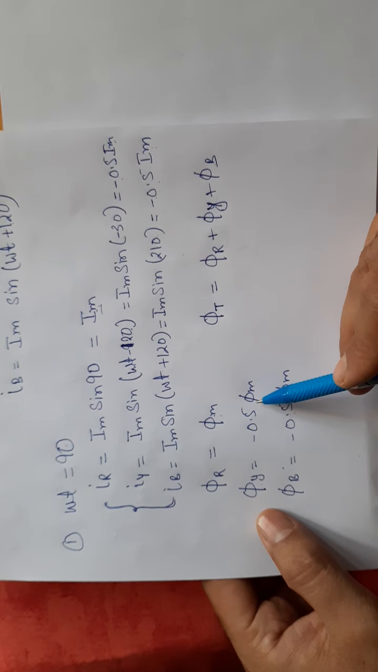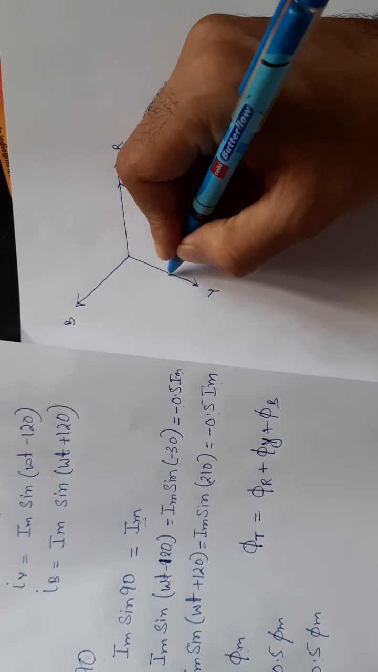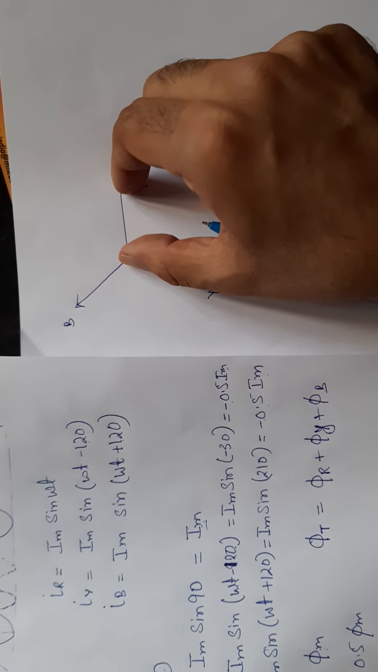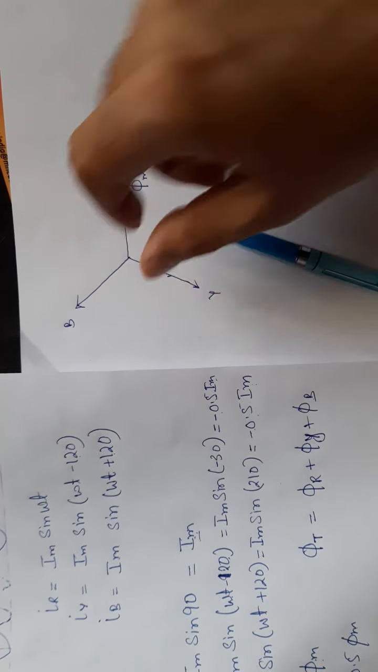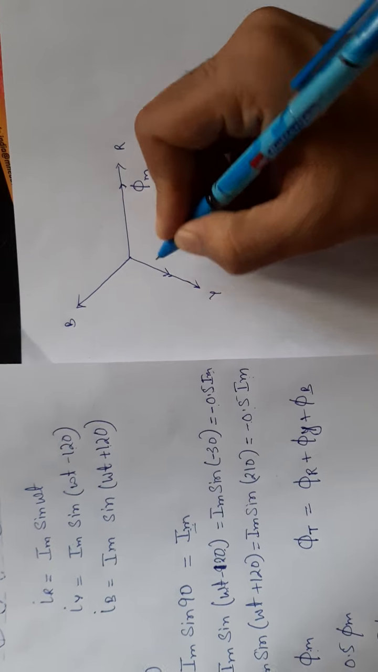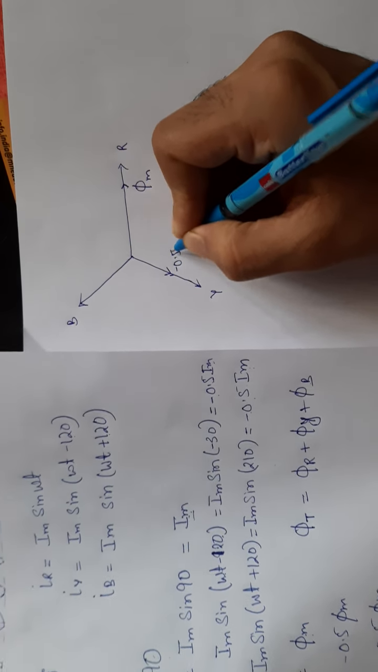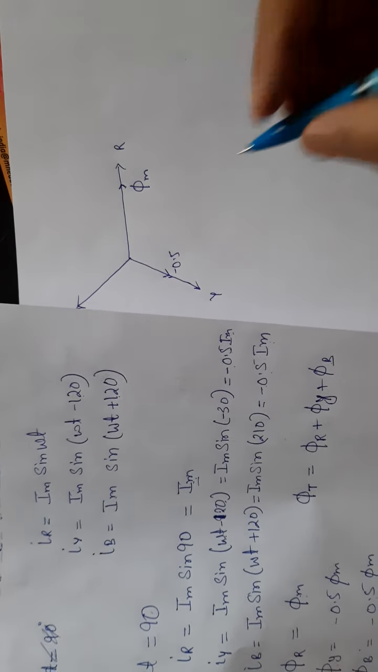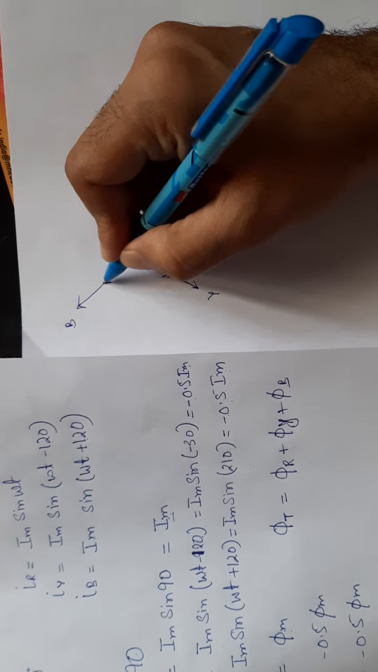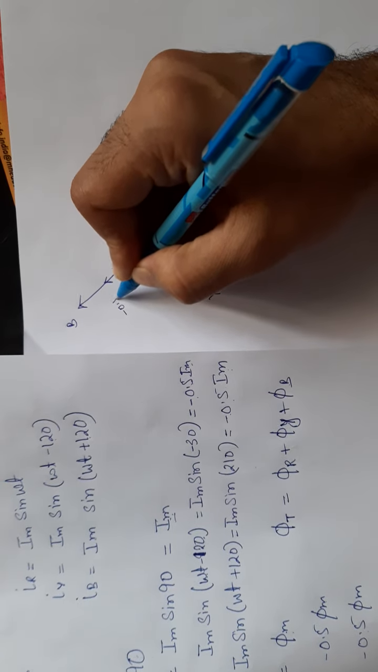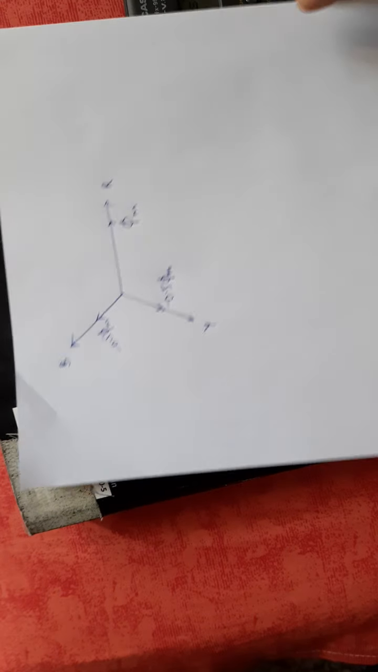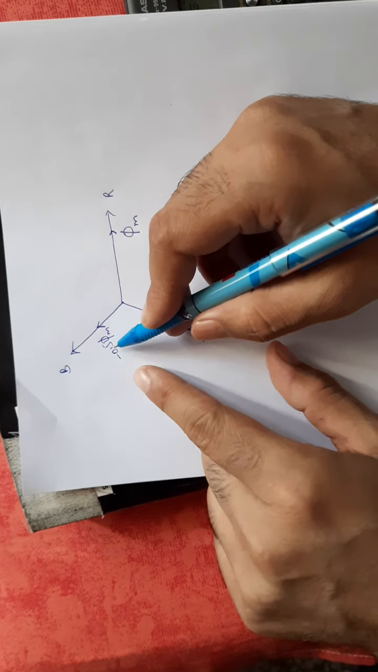Flux minus 0.5 phi m. Minus 0.5 is somewhere here. If I am saying this much is phi m, minus 0.5 will be half of that. So it will be somewhere here. It is minus 0.5 phi m. Similarly, in phase B, I will get minus 0.5 phi m. You got it? So this is minus 0.5, this is minus 0.5.